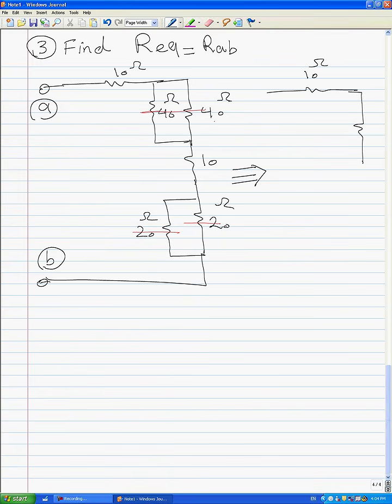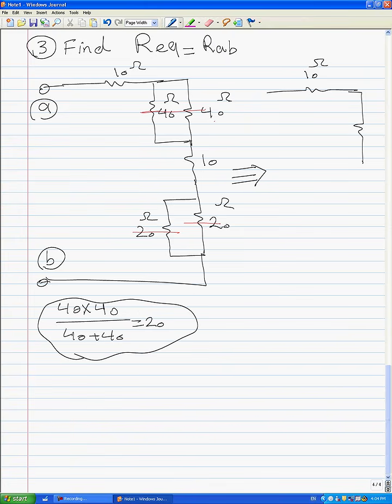and 40 parallel to 40 should be 40 times 40 divided by 40 plus 40, which is 20. This is a simple rule. 40 parallel to 40 should be 20. 20 parallel to 20 should be 10. Here we have 20 ohms. Here we have 10 ohms. And here 20 parallel to 20 should be 10 ohms. Now it's clear.